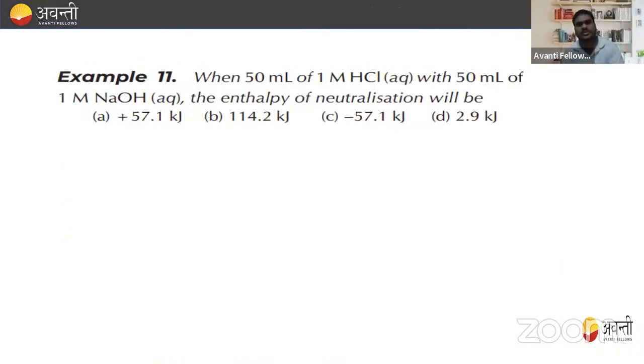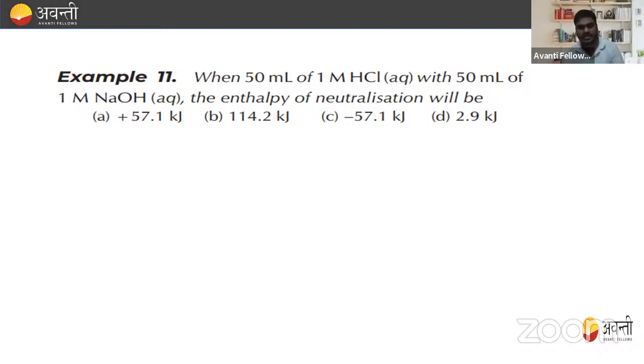Now, in the next question, they are asking: when 50 ml of 1 molar HCl is mixed with 50 ml of 1 molar NaOH, what is the enthalpy of neutralization? No need to solve. We already know that in case of a strong acid and strong base, the enthalpy of neutralization is always minus 57.1. So no need to calculate this. It comes out to be this.